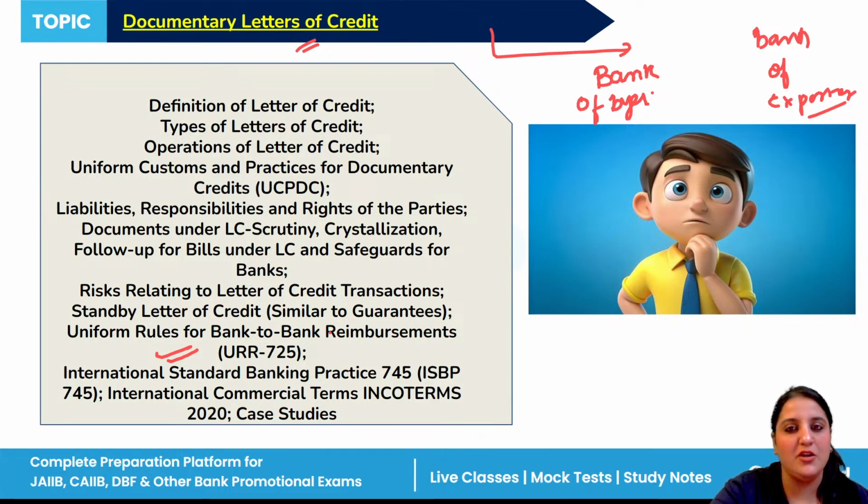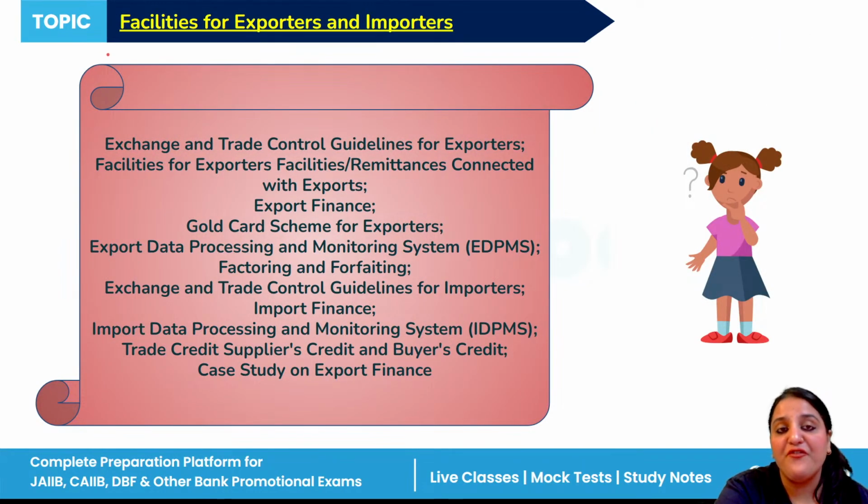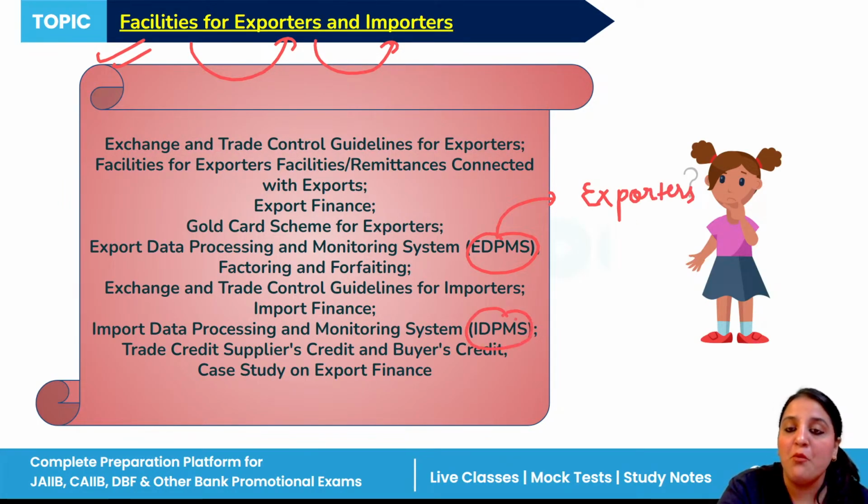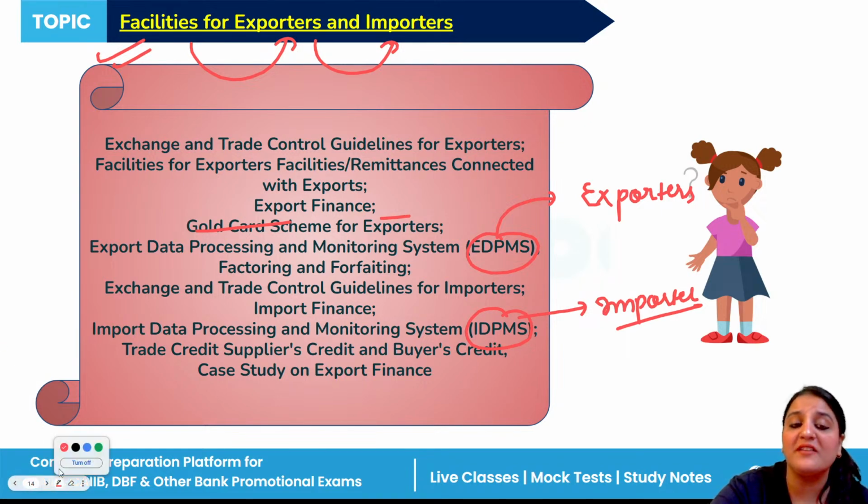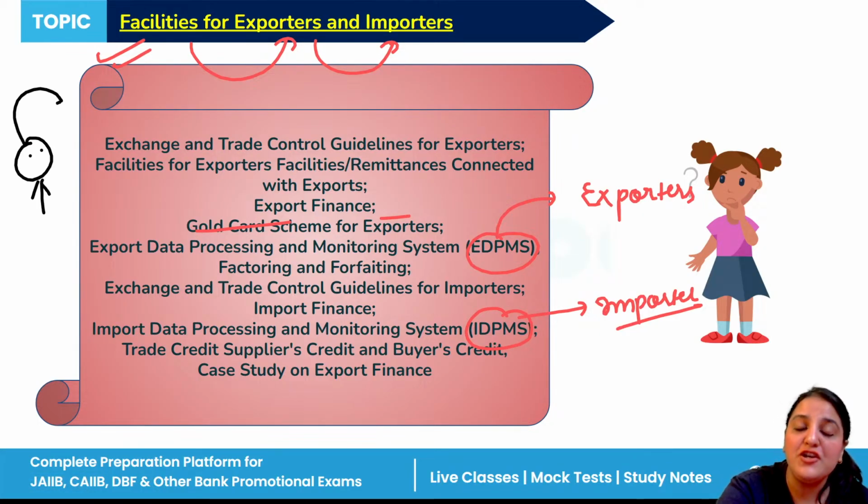The chapter is very long and conceptual. It includes case studies and is a very good, interesting chapter. Then what facilities are available for exporters and importers? What is EDPMS? This is a portal only for the exporters. IDPMS is the portal only for the importers. Then what are the gold card schemes for importers or exporters? What are the facilities? Because without facilities, how can exporters grow? So some facilities are provided to the exporters so they can do their business freely, right?